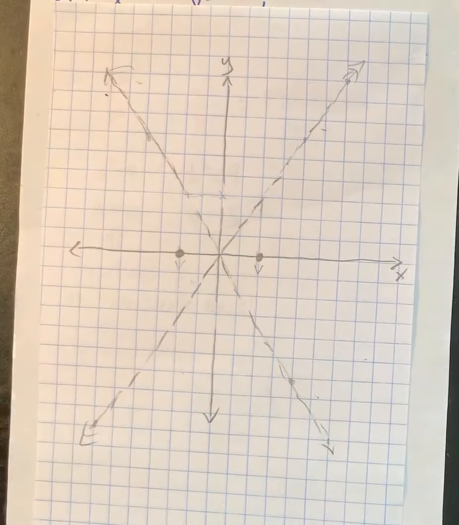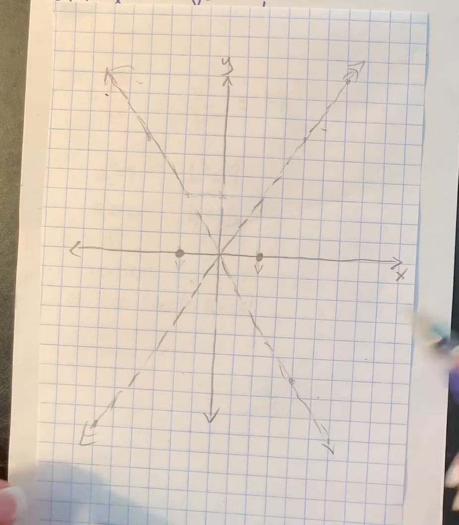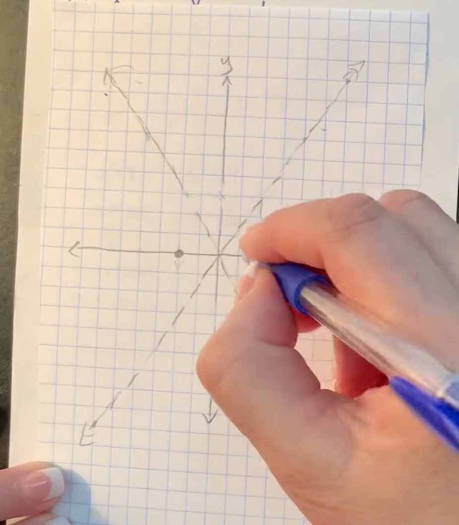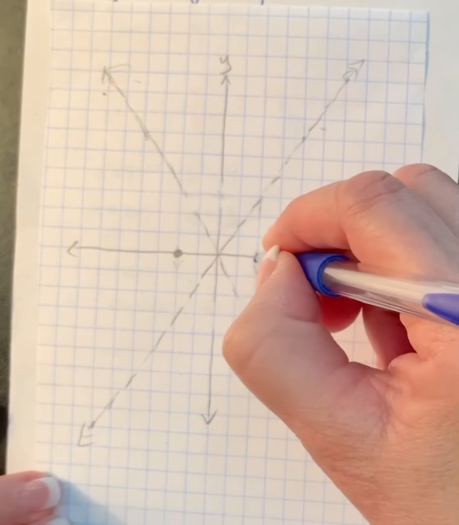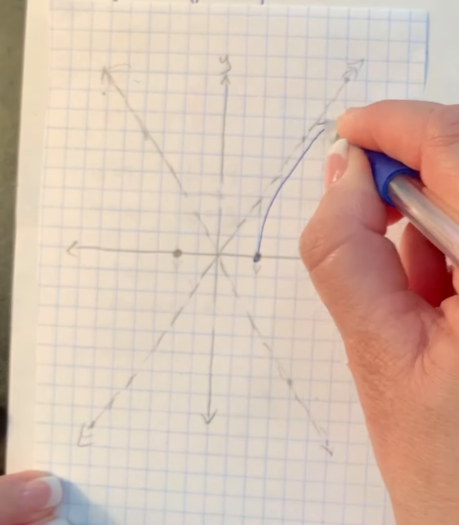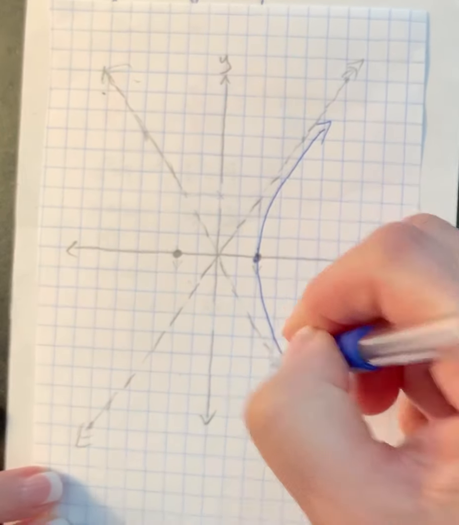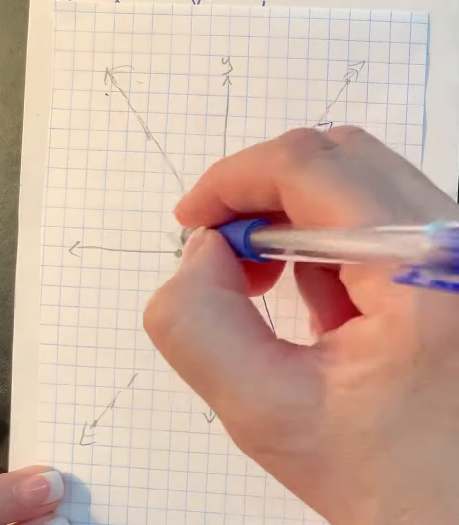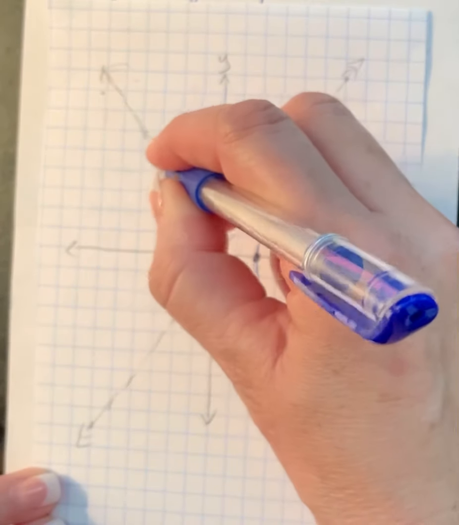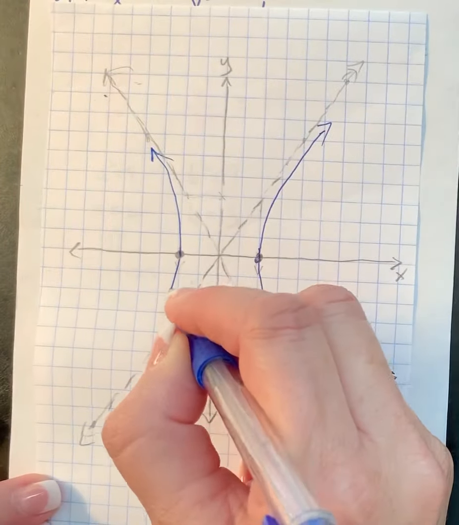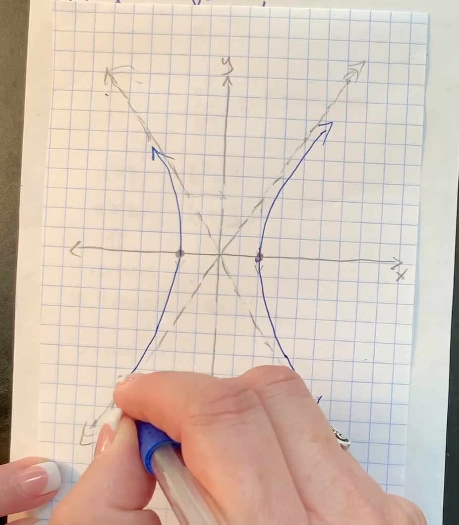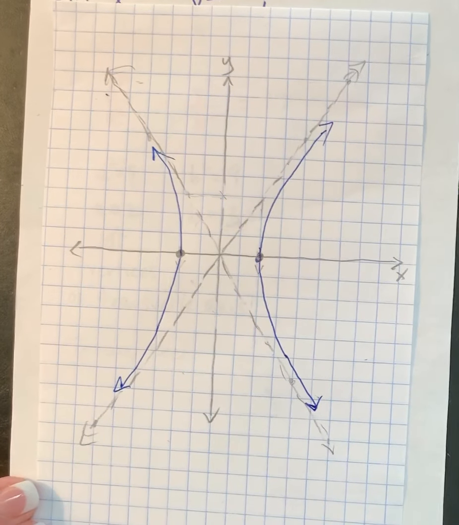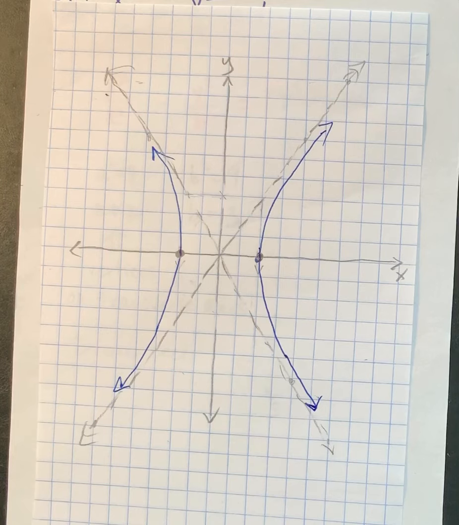Okay, so the hyperbola has the vertices as actual points. So you're just going to approximately draw the branches like this. They kind of look like parabolas, but technically they're not. These are part of a hyperbola, so they have slightly different curvature. And there you go. That's the graph of the hyperbola.